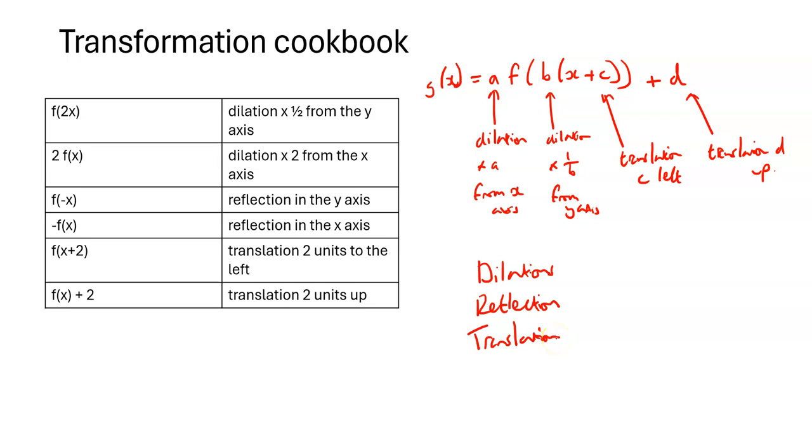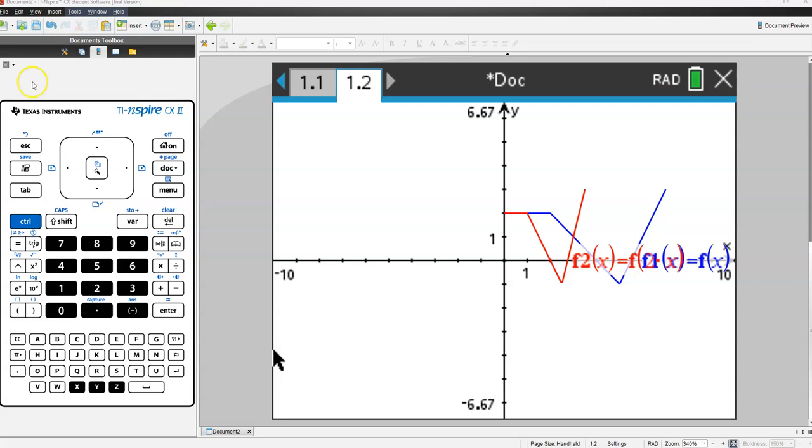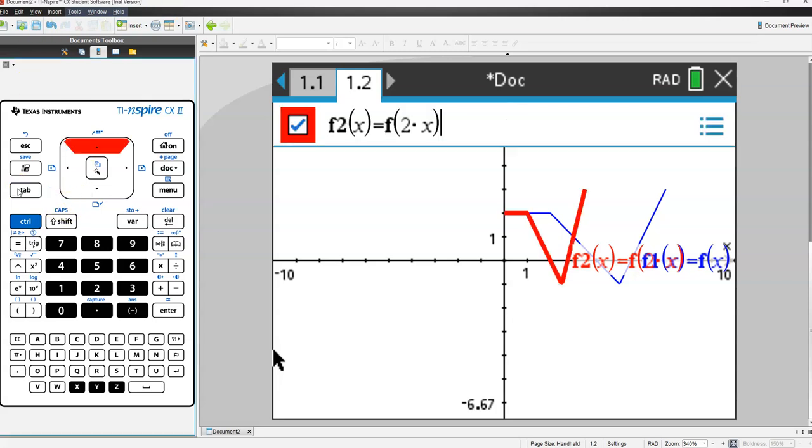Now this order only works if we have this part here factorized. So we must have a single x coefficient. And I'll show you what I mean here. We'll go back to our graph where we have plotted f of 2x, so that's a dilation by half from the y-axis.